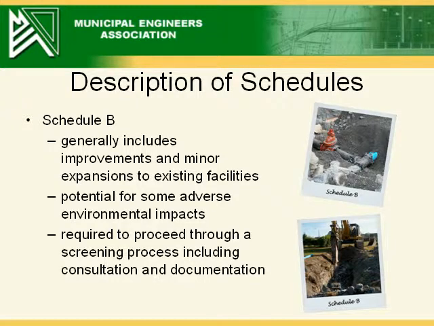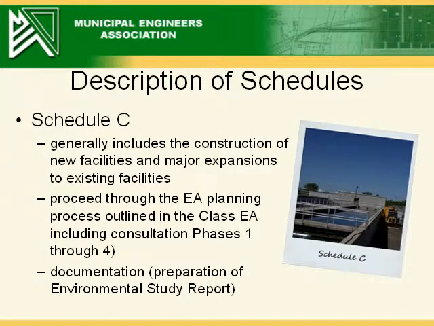Schedule B projects generally include improvements and minor expansions to existing facilities. There is a potential for some adverse environmental impacts. These types of projects are required to proceed through a screening process, including consultation and documentation as outlined in Phase 1 and 2 of the MCEA. Schedule C projects generally include the construction of new facilities and major expansions to existing facilities. These types of projects are required to proceed through the environmental assessment planning process, Phases 1 to 4, outlined in the Class EA, including consultation and documentation.